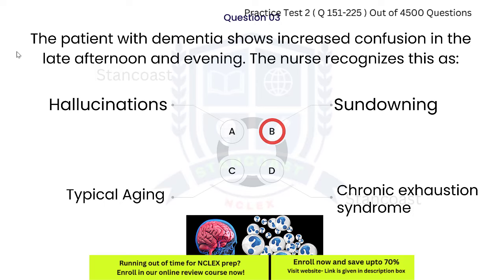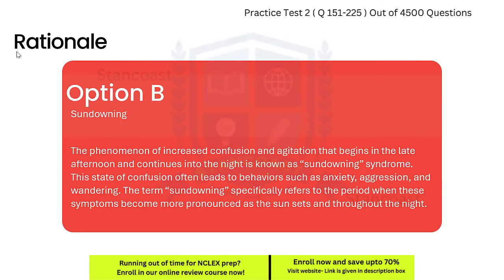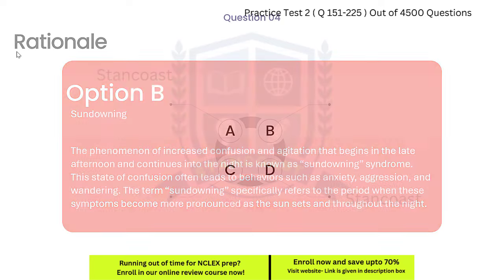Sundowning. The phenomenon of increased confusion and agitation that begins in the late afternoon and continues into the night is known as sundowning syndrome. This state of confusion often leads to behaviors such as anxiety, aggression, and wandering. The term sundowning specifically refers to the period when these symptoms become more pronounced as the sun sets and throughout the night. All right, next up.